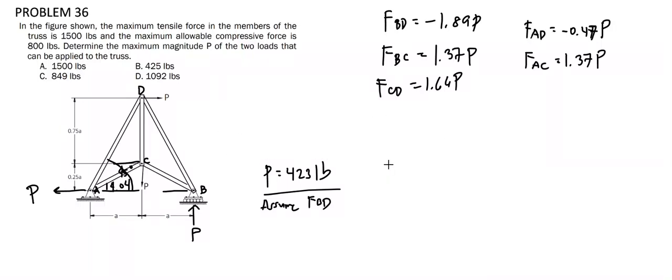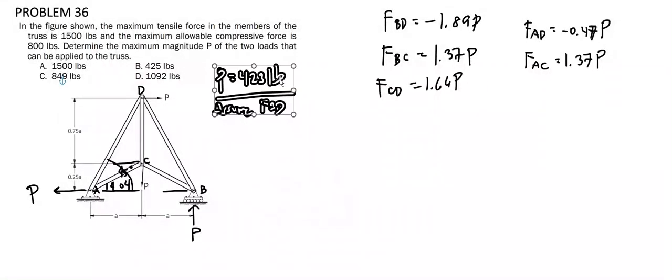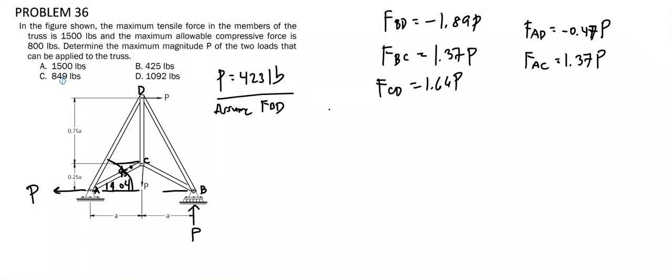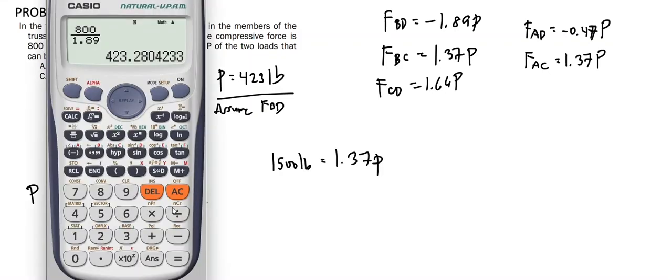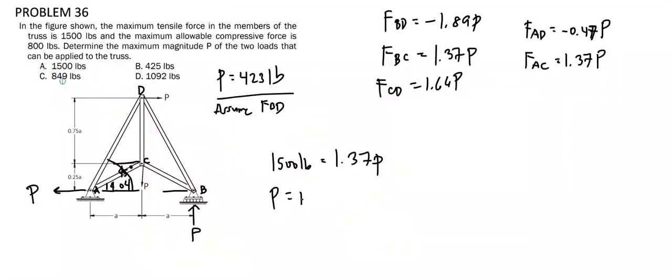And if we assume force BC, that is carrying a tensile force of 1.37 P, you can let force BC equal to 1,500 pounds, equal to 1.37 P. You can solve for P, that is equal to 1,500 divided by 1.37. That is equal to 1,094. That is if we assume BC or AC, because they both have the same value.